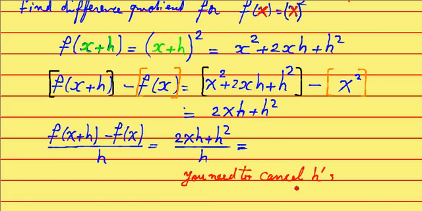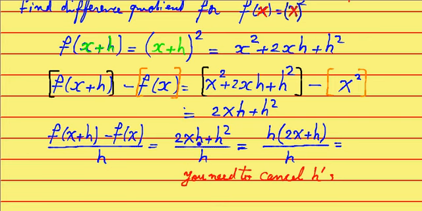How do you cancel h's? Some problems are easy, some problems are really horrendous. So here is an easy example. Here we have an h. In the numerator, I can factor an h. It becomes 2x plus h.